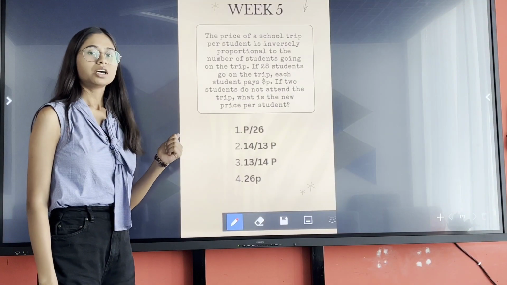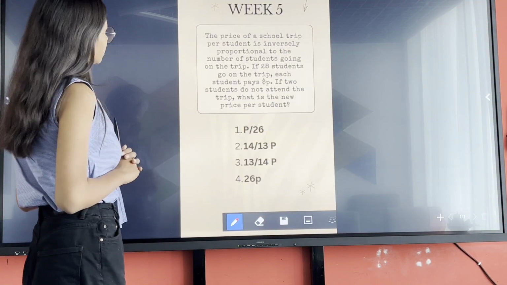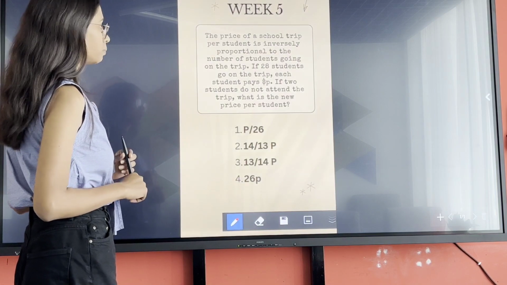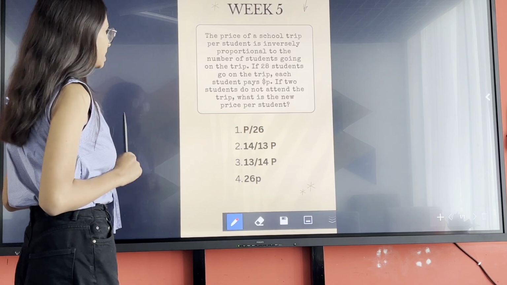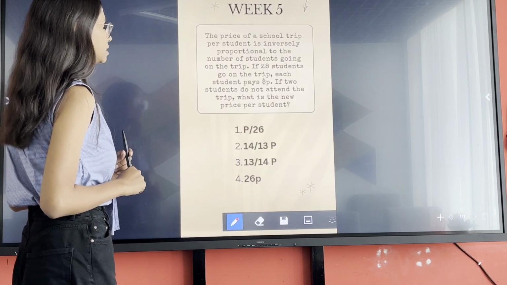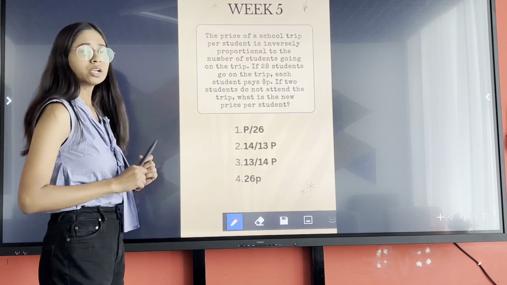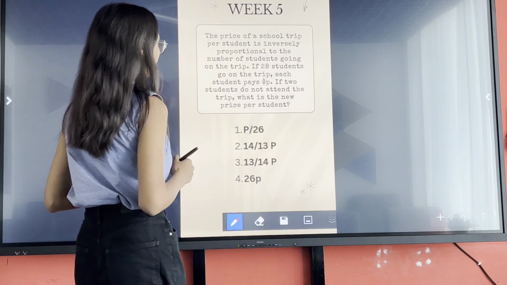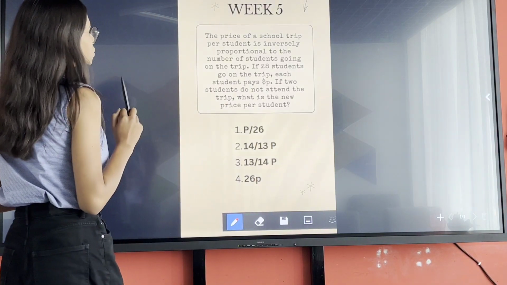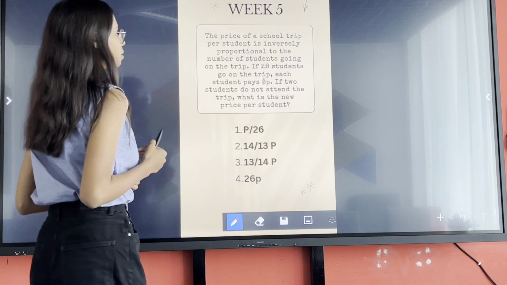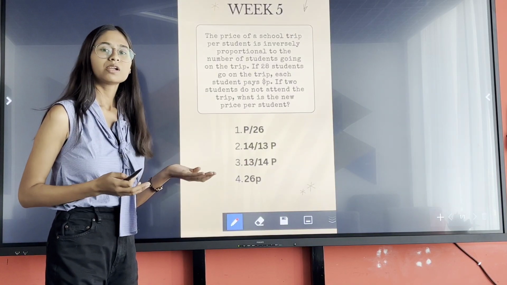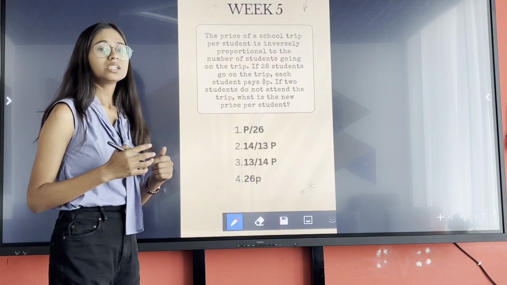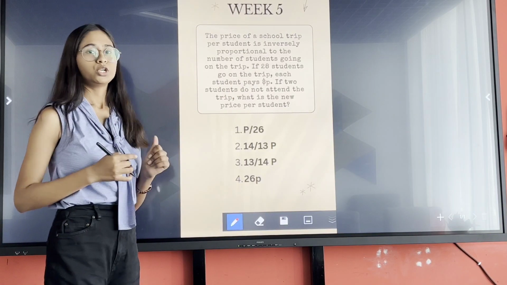Now let's start with the fourth question. The question is saying the price of a school trip per student is inversely proportional to the number of students going on the trip. If 28 students go on the trip, each student pays $P. If 2 students do not attend the trip, what is the new price per student? So in the question we have that the price of the school trip per student is inversely proportional to the number of students, which means that the more students there are, the less cost they are going to pay. So let's find out what cost 28 students are going to pay.